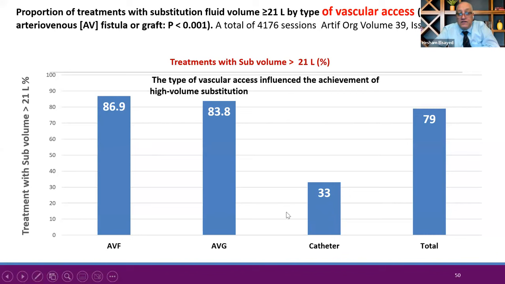What we can do in such a scenario is to prolong the dialysis session in patients with a catheter so they can reach the high substitution target. Otherwise, with 4-hour dialysis, only one third of patients with a permacath will achieve the substitution volume.